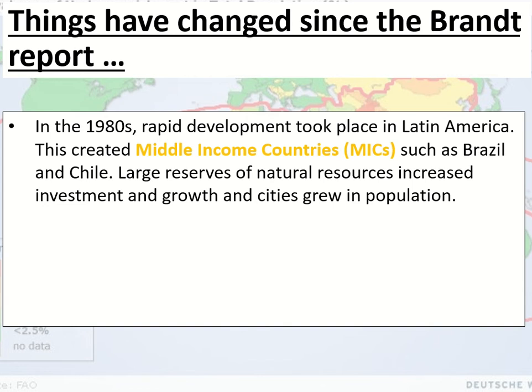It wasn't just the Hicks and the Licks anymore, it was the Mix as well. And that was because they had large amounts of natural resources to exploit. So things like coal and oil, and that helped their cities grow in population and helped their wealth develop because they could then sell that to other nations.